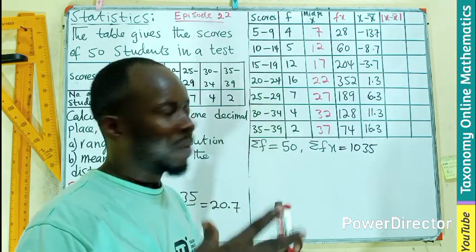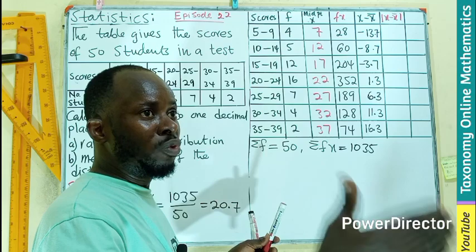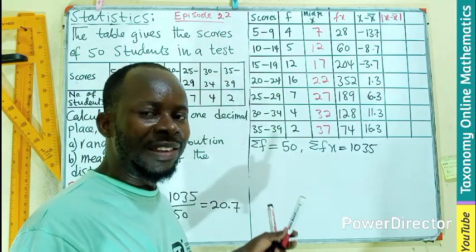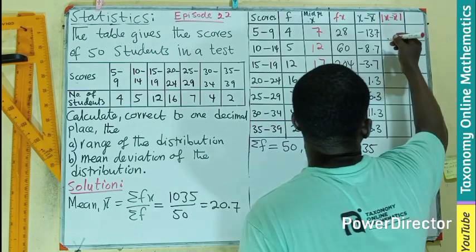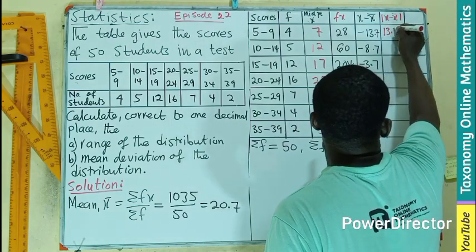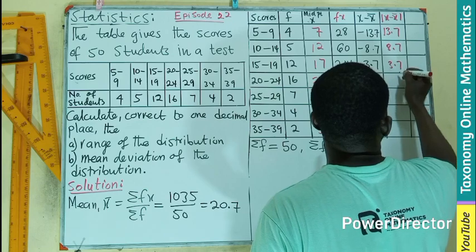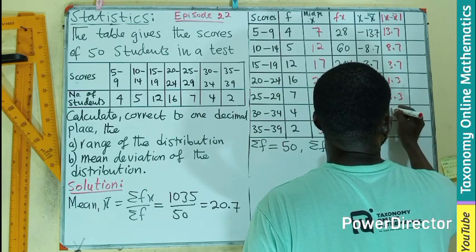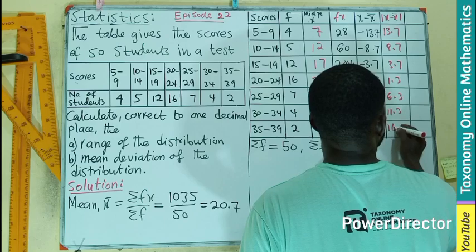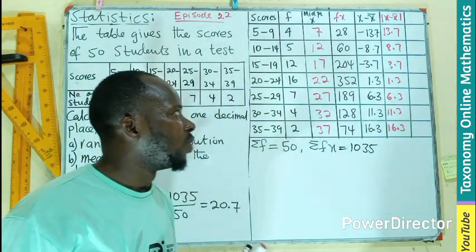So the distance of negative 13.7 is from 0 to negative 13.7. What is the distance? It is 13.7 without the negative. So absolute will become 13.7, 8.7, 3.7, 1.3, 6.3, 11.3, and 16.3. That is the value we are going to get there.